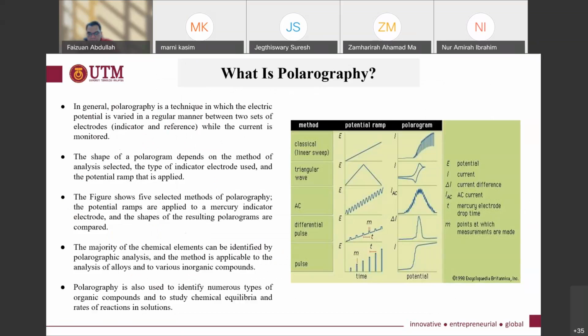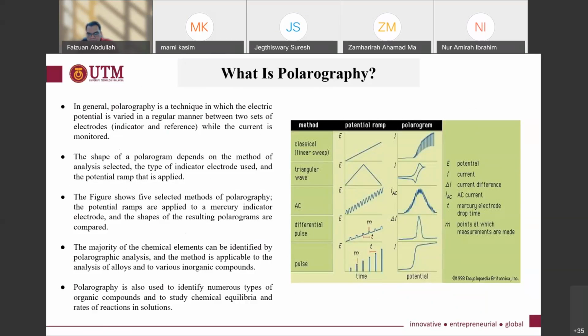In general, polarography is a technique in which the electric potential is varied in a regular manner between two sets of electrodes, while the current is monitored. So the shape of a polarogram depends on the method of analysis selected, the type of indicator electrode used, and the potential ramp that is applied.